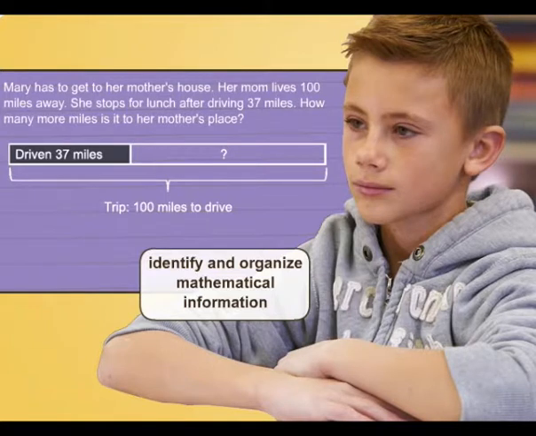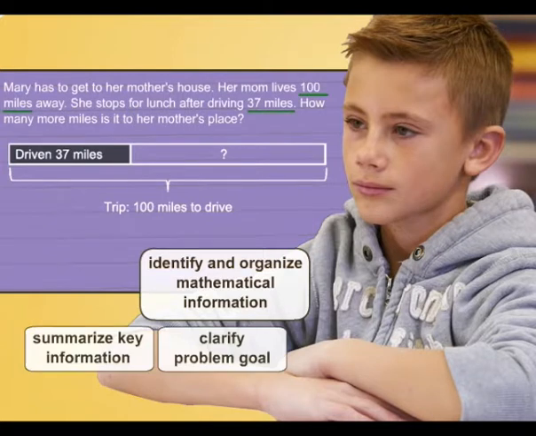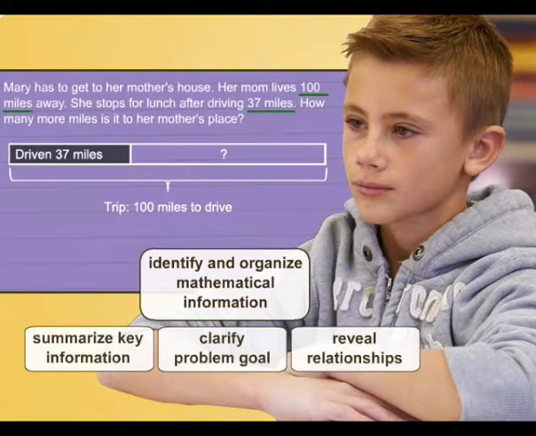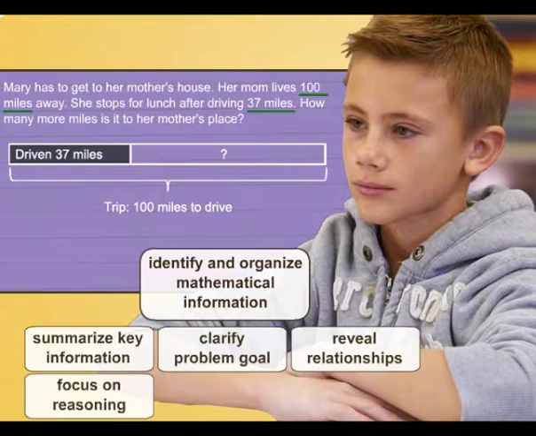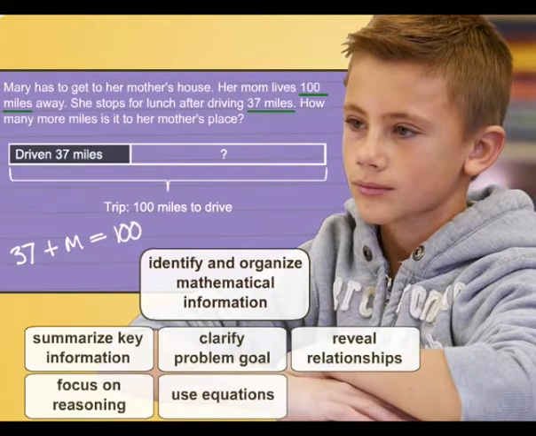Specifically, the visualization helps students summarize what key information is known and see what the problem is asking them to solve for. Use of an appropriate visual can also reveal the relationships between the quantities identified in the problem. Once students grasp these relationships, they can focus their attention on mathematics reasoning and the problem-solving process. Students are also in a better position to express a problem using equations.